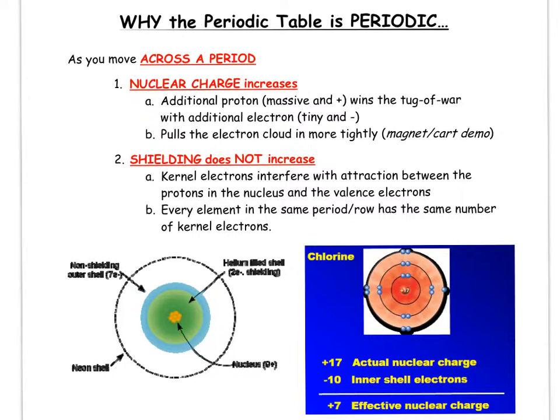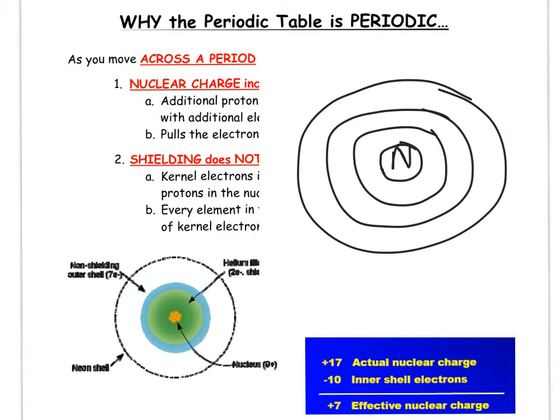Alright, as you go across a period, the nuclear charge increases, which means the number of protons in the nucleus increases. Every time we add a proton to the nucleus, the positive charge of the nucleus gets stronger and stronger. And that positive charge of the nucleus starts to pull the electron clouds, the rings of electrons, more closely to it. So the rings actually get pulled in towards the nucleus.